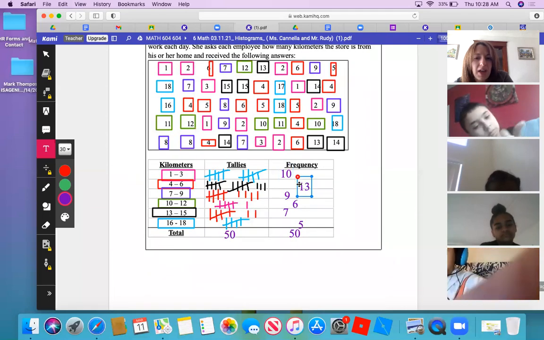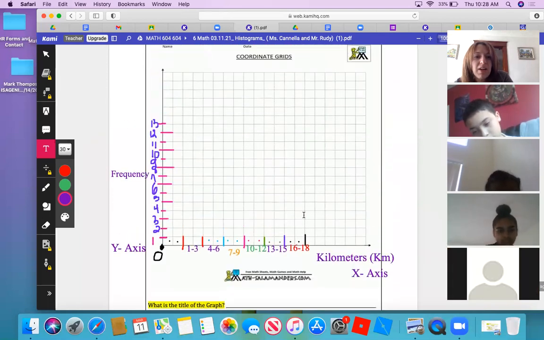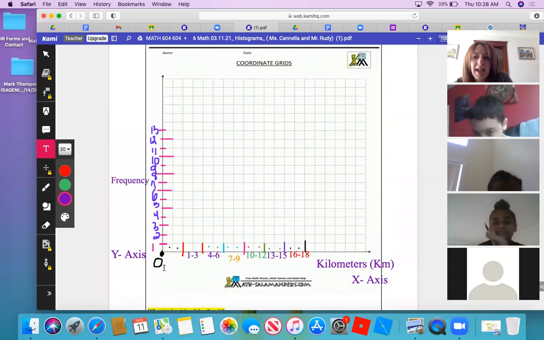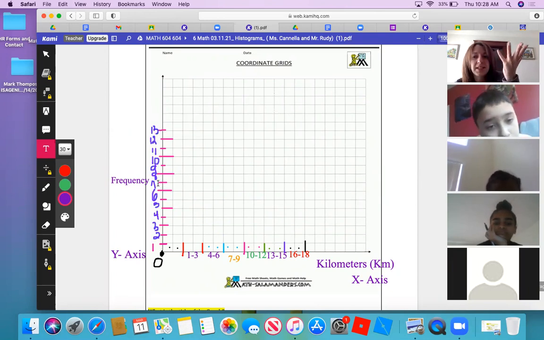I'm going to figure out the highest number is 13, right? The biggest number I see is 13. So I have to figure out how I would count on my y-axis. Well, I'm going to count by ones in this situation. You could also count by 2s or 3s if you want. You could do 3, 6, 9, 12, 15, or you can do 2, 4, 6, 8, 10, 12, 14. But I'm just going to do it by ones so you can see what I'm going to do.